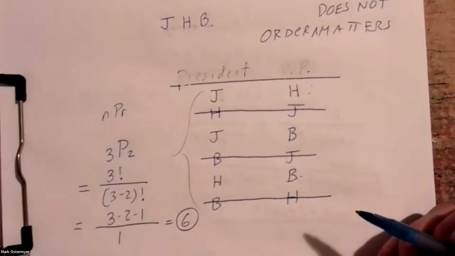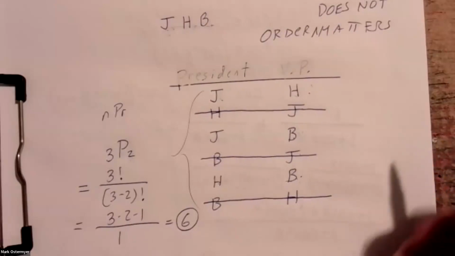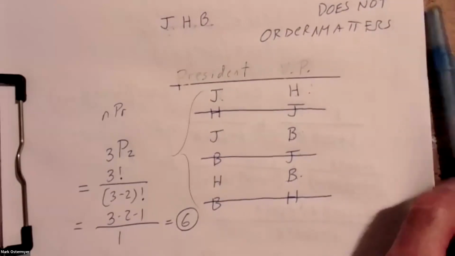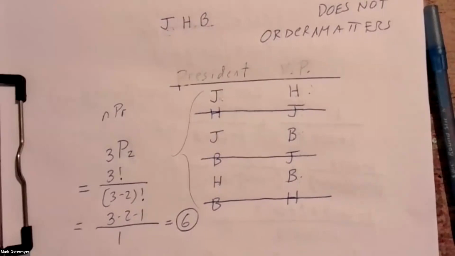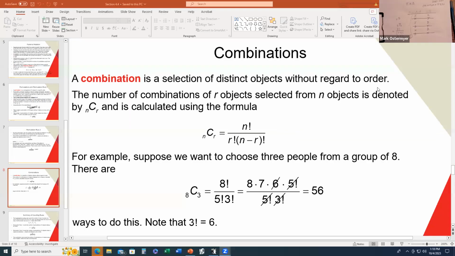Ladies and gentlemen, that's called a combination. Not a permutation, but a combination. So permutation, order matters. Combination, order does not matter. The number of combinations of R objects selected from N objects is denoted symbolically as nCr. And the formula for a combination is N factorial divided by R factorial times (N minus R) factorial.